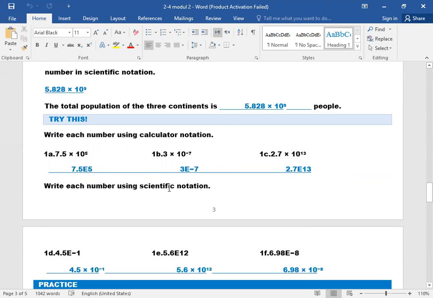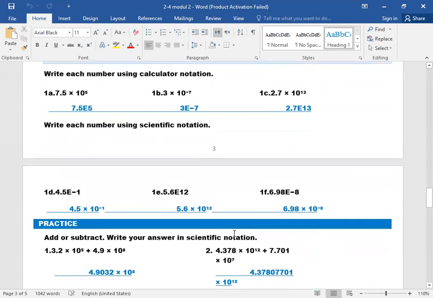Another one: write each number using scientific notation. So this is the opposite. 4.5 times 10 to the power of negative 1. 5.6 times 10 to the power of 12. 6.98 times 10 to the power of negative 8.